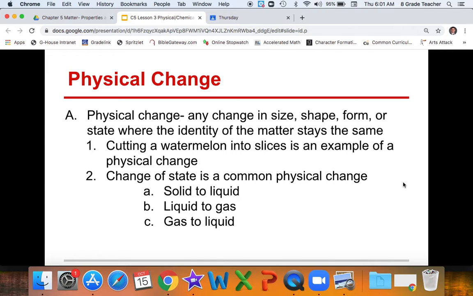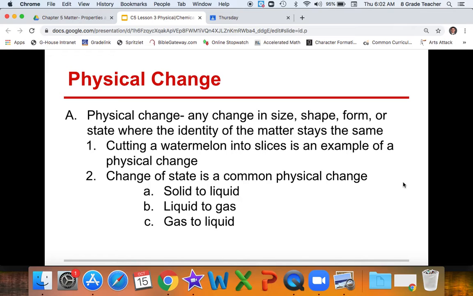Flip the page. Examples of physical change. How can you recognize a physical change? Just look to see whether or not the matter has changed size, shape, form, or state. If you cut a watermelon into chunks, the watermelon has changed size and shape, but guess what? It's still watermelon. That's a physical change. If you pop one of those chunks into your mouth and bite it, you change the watermelon's size and shape again. Not until you start digesting it does it become a chemical change.